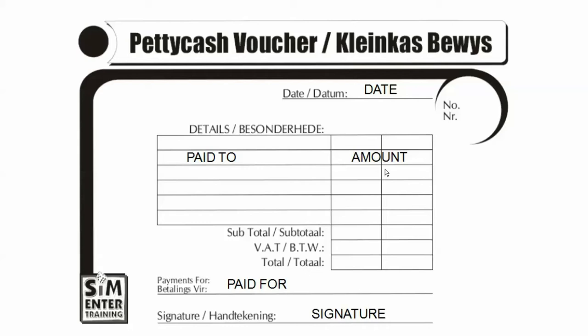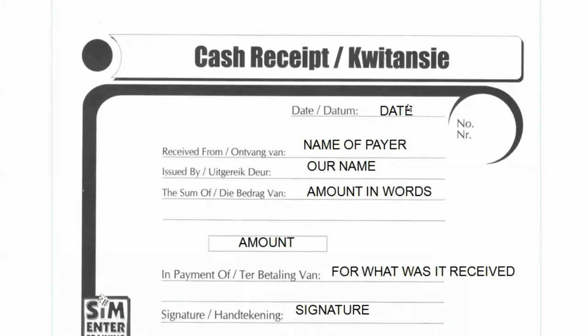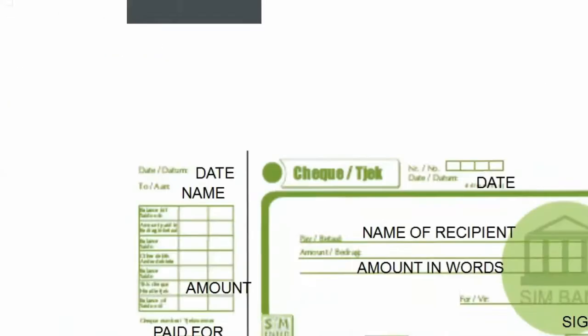With the petty cash voucher, they will need to complete the date, to whom the money was paid, and generally this will be to the bank or the name of the business indicated on the board, the amount paid, for what it was paid, and it will be signed. In the same way, the cash receipt will have a date, the name from whom it was received, who issued the receipt, the amounts in words and in figures, and for what it was received, as well as a signature.